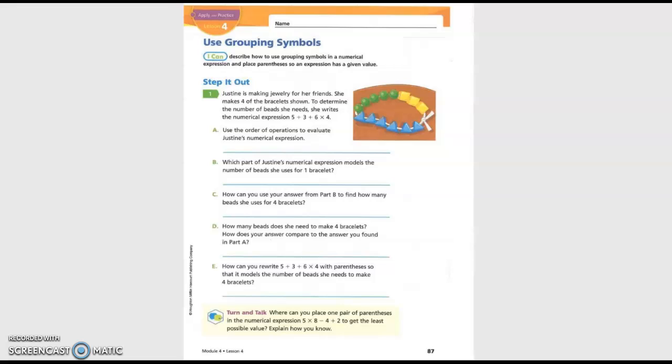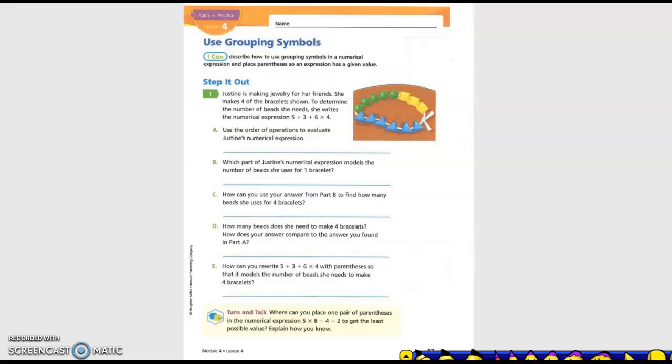Justine is making jewelry for her friends. She makes 4 of the bracelets shown. To determine the number of beads she needs, she writes the numerical expression 4 plus 3 plus 6 times 4. Use the order of operations to evaluate Justine's numerical expression. So we've done order of operations before, right, guys? Okay, so what are we going to put in parentheses so we know that we need to do that first?